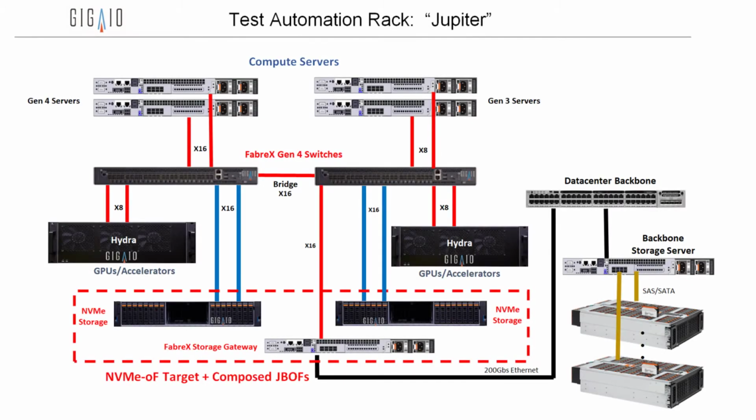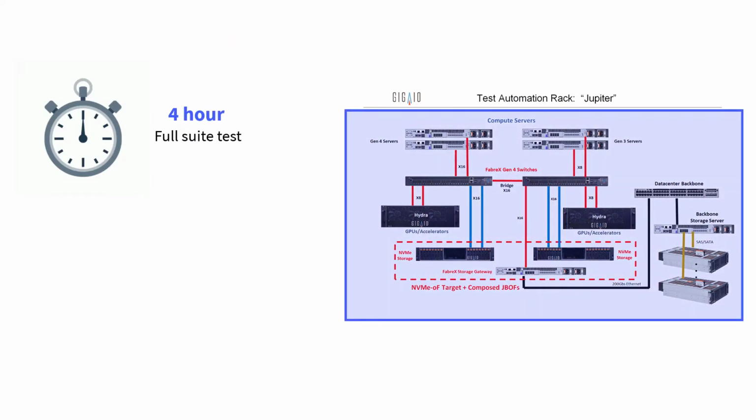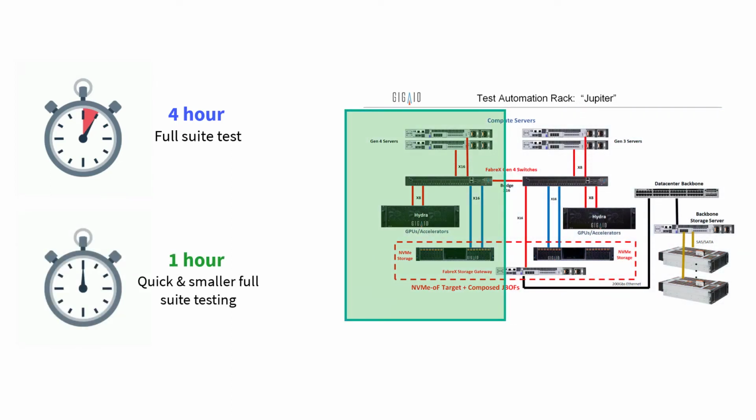So going back to our rack diagram, for example, for our nightly tests, I have a 4-hour test that runs through the entire suite, running against all of our hardware, GPUs, and NVMe-oF storage. And I also have a smaller sanity test that runs for about an hour with a smaller subset of test cases. But the developer is not going to be happy if they have to wait an hour after their last commit to check on the status of their code.